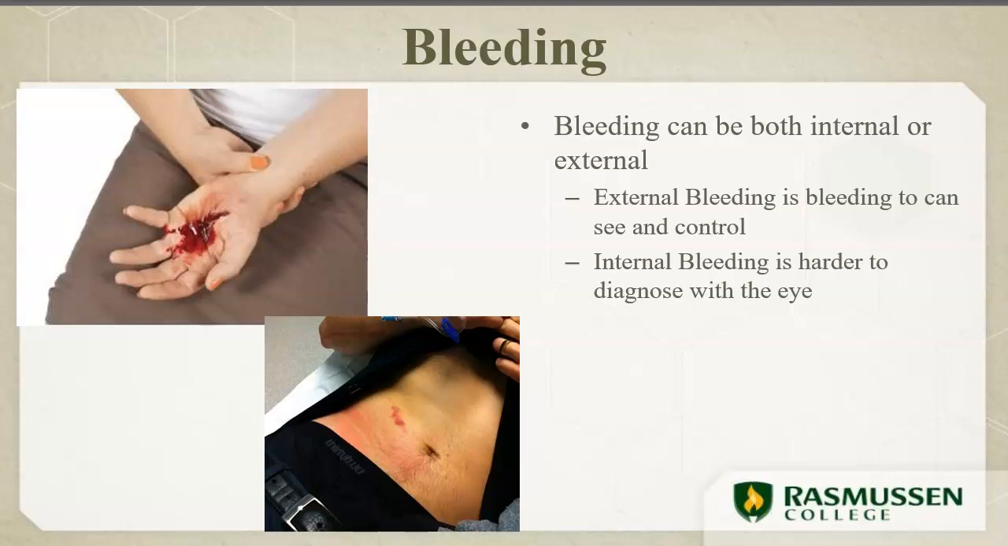Internal bleeding is the one that's actually more dangerous, and it's harder to determine because we can't see it with our naked eyes. When we have internal bleeding occurring, that means that there is damage to the tissues and the underlying organs. The only way to diagnose this is with medical experts in an office. Maybe that's getting x-rays or CT scans. We can't just determine that they're okay just by looking at them.